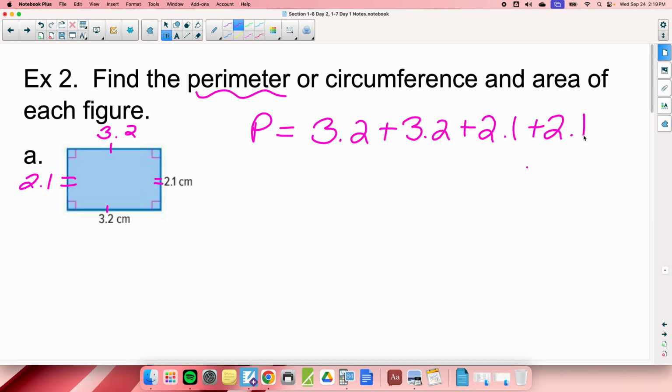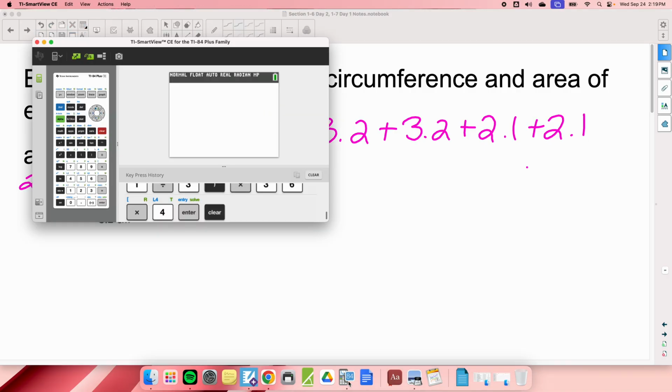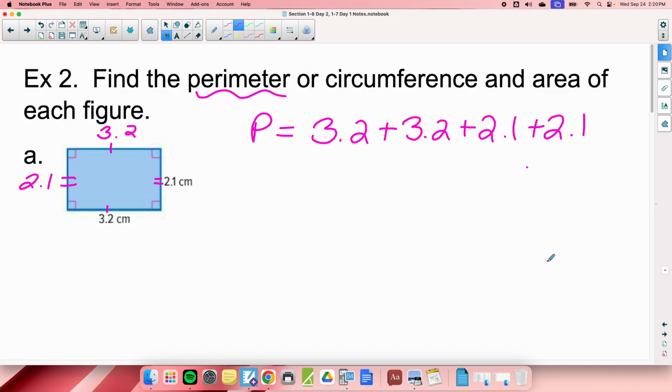You don't have to write that out, okay? You can just put that into your calculator. Let's see, it would be 3.2 plus 3.2 plus 2.1 plus 2.1. Did you get 10.6? Okay, so your perimeter is 10.6 centimeters.